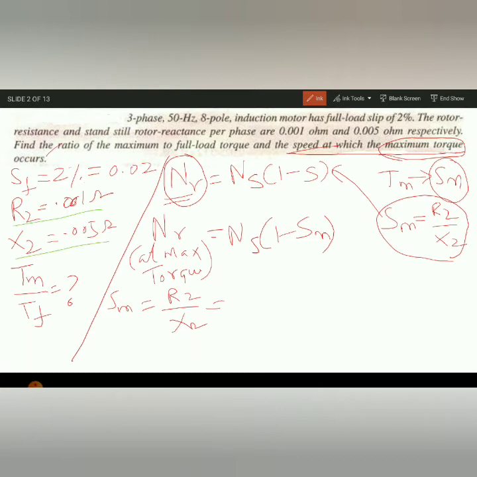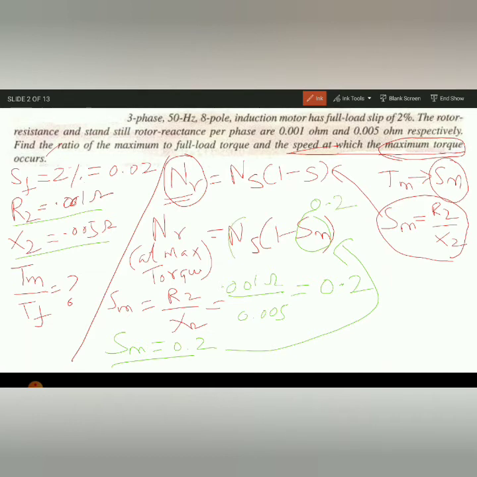When we divide these two, 0.01 ohm divided by 0.005, what is the answer? We get 0.2. It means when we multiply by 100, it is 20%. Actually there is no need to multiply by a percentage, just SM. So SM is equal to 0.2. Now this 0.2 we have to substitute here. Before substituting, this value we found is 0.2.